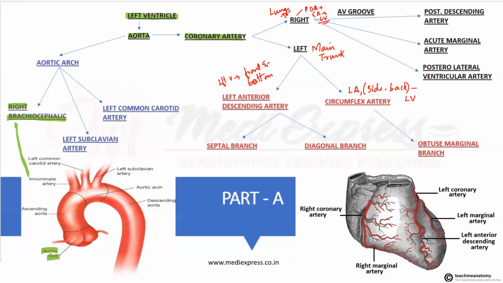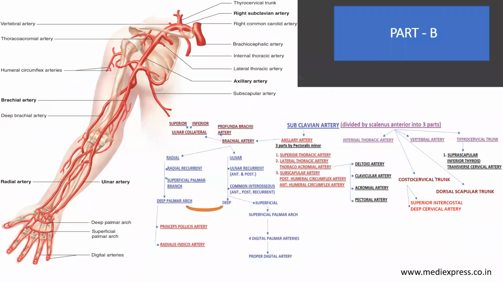Okay, this is what you need to remember in coronary artery. I hope this is clear. Next one, coming to the arterial supply of the upper extremity.